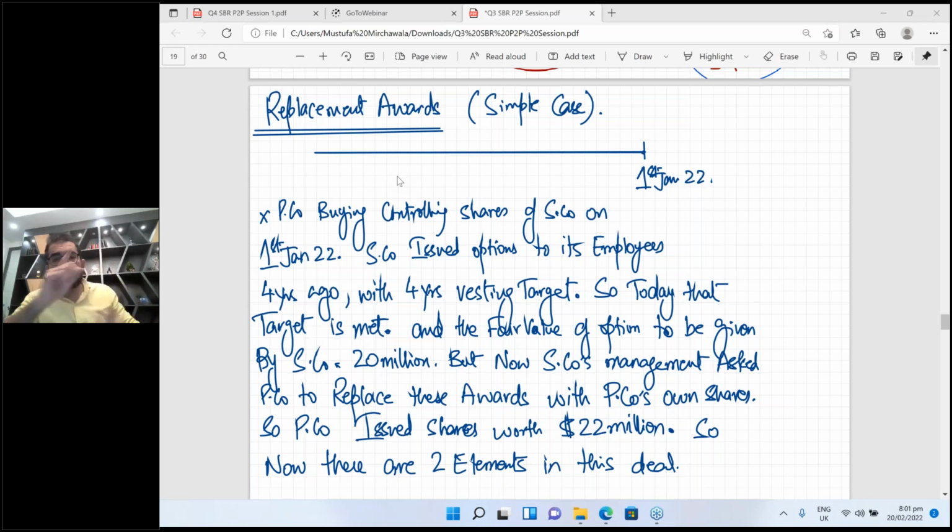Okay, but there was one more case which I taught you yesterday. If a parent company is acquiring S company and at the date of takeover, the parent company is issuing shares as consideration to buy that company, this share consideration is not in the scope of IFRS 2. This is in the scope of IFRS 3. That's why you studied it in FR level, because in FR level there was no IFRS 2. Okay, these two things we discussed.